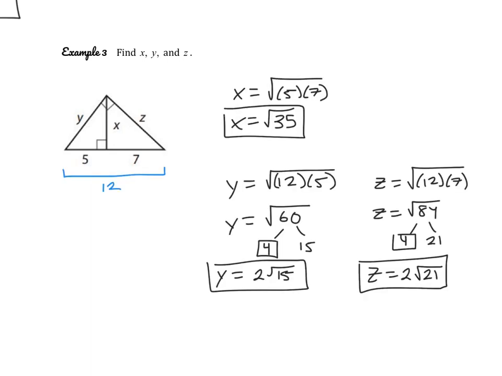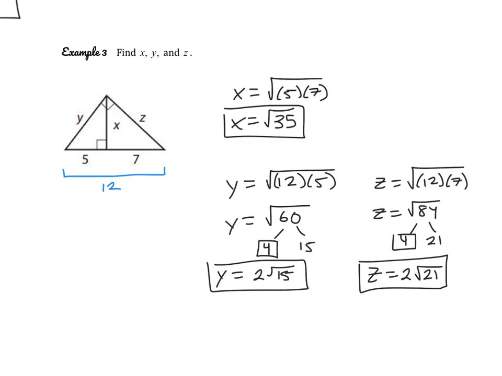Okay, let's check our work here. So here x is our altitude, so we know the altitude is the geometric mean of the two segments that are formed by the altitude in the hypotenuse, so 5 times 7. To find y, we do the leg is the geometric mean of the total hypotenuse, which is 12, and the portion of the hypotenuse that is adjacent to y.